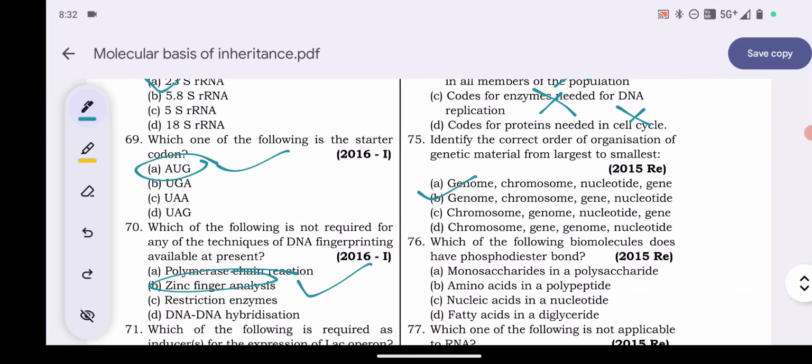Explanation: the genome is described as the genetic information repository of an organism. The genetic material, that is DNA, is packaged into thread-like structures called chromosomes. Gene is the segment of DNA that codes for the protein, and nucleotide is the building block of the genetic material. Thus, the correct order will be genome, chromosome, gene, nucleotide.